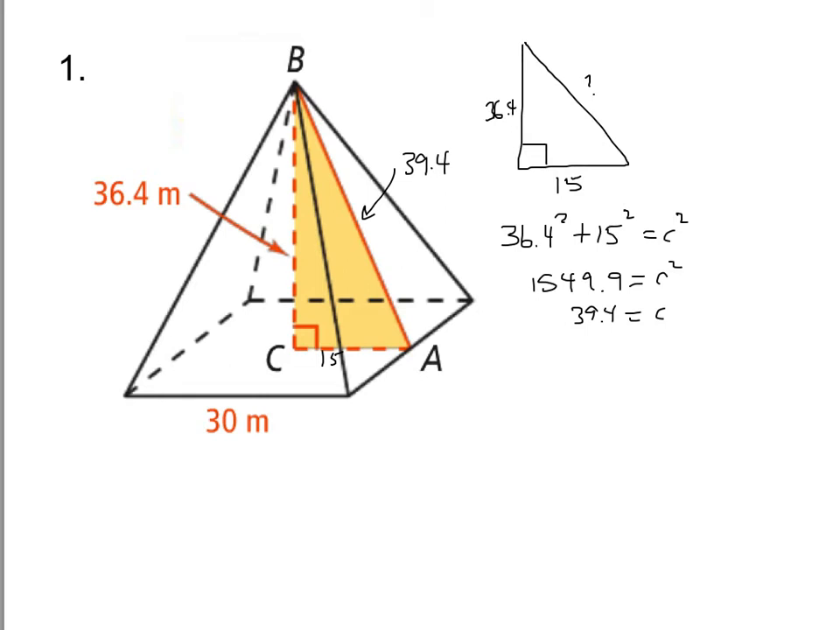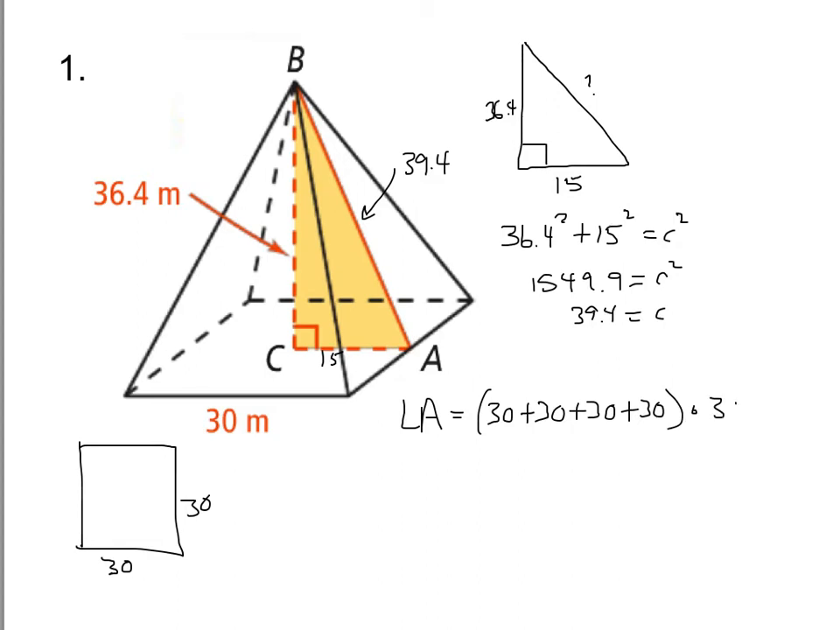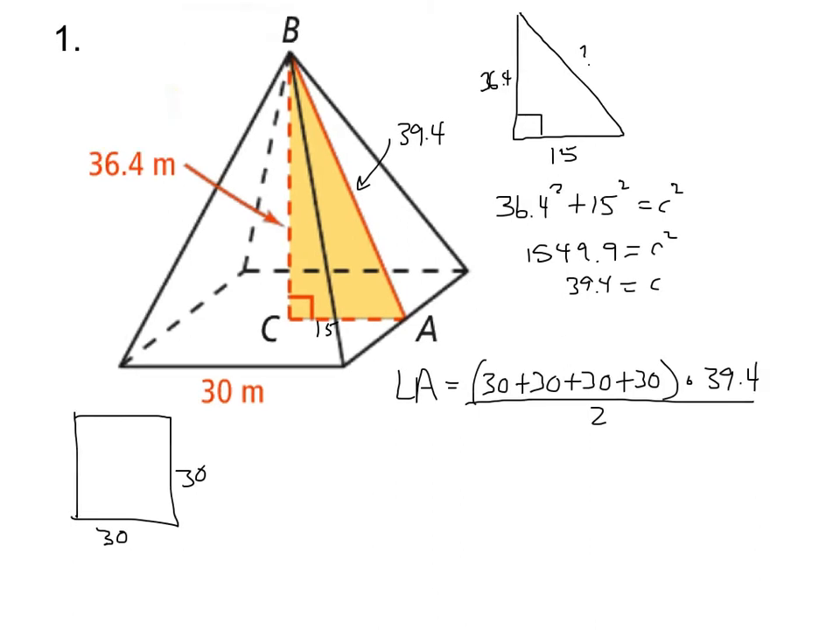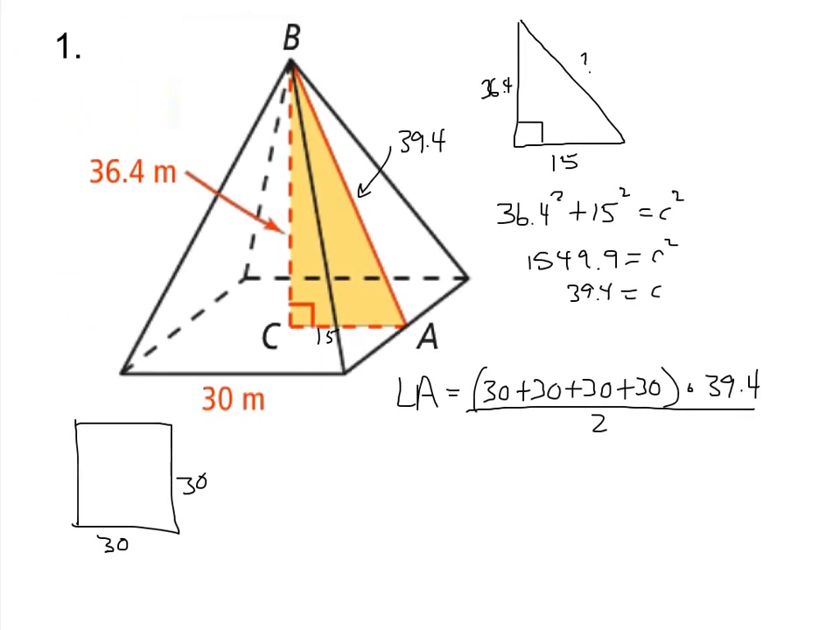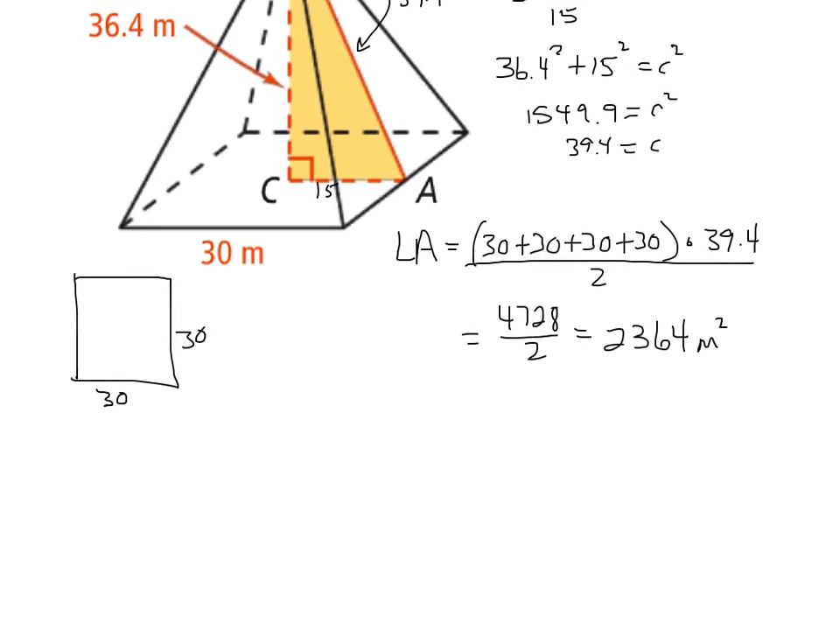Okay? So now I can find my lateral area and my surface area. So lateral area is, add up the sides of the base. Again, the base is a square, 30 by 30. So I'm going to add that up, 30 plus 30 plus 30 plus 30, times that by the slant height of 39.4. Now this is going to be a pretty large number. And then we're going to divide that in half. So when I calculate this, I end up with 4,728 divided by 2, which gives a lateral area of 2,364 meters squared.